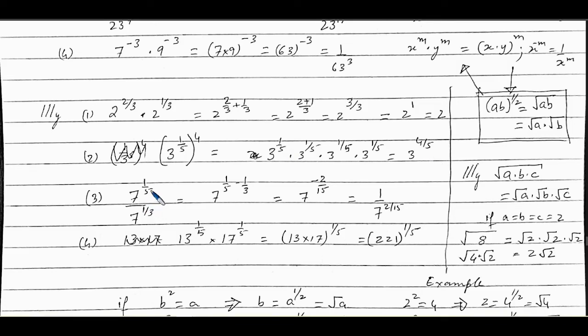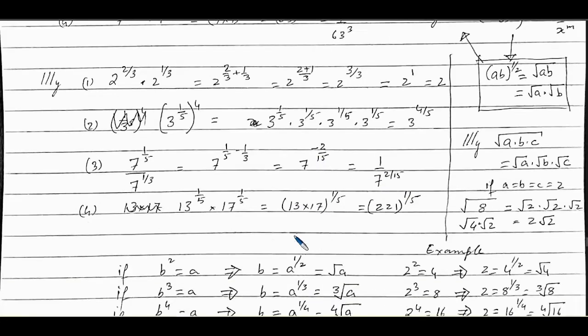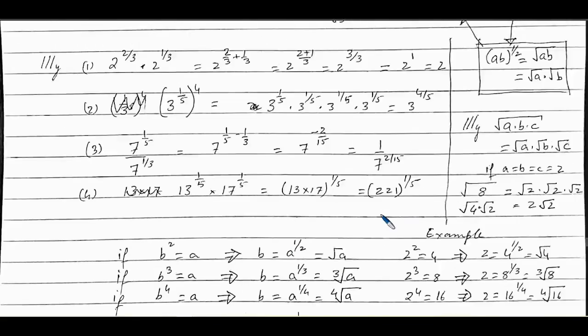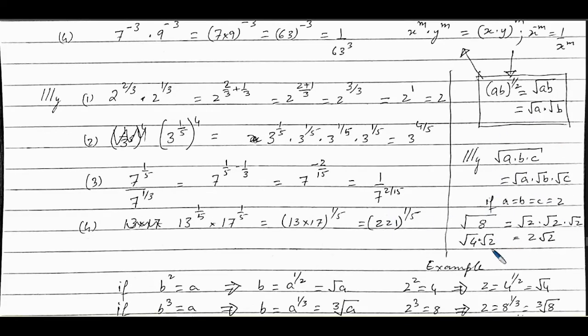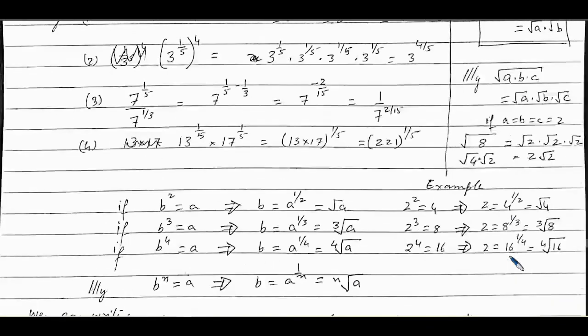Similarly 7 to the power 1 by 5 divided by 7. So you bring it up. So you get 7 to the power minus 2 by 15. So 7 to the power plus. The minus becomes plus. Similarly, go through here also, which I am not going through here. Just freeze and see what I have written here.